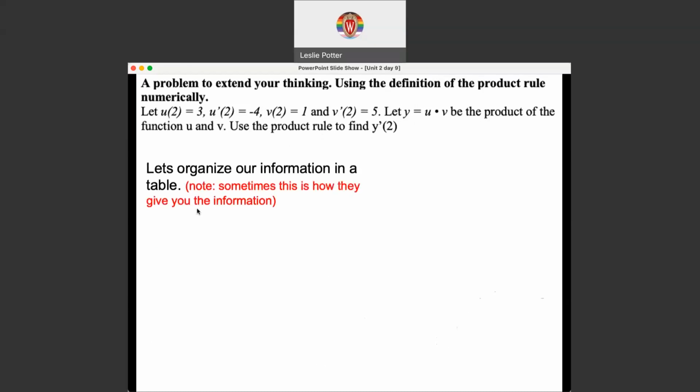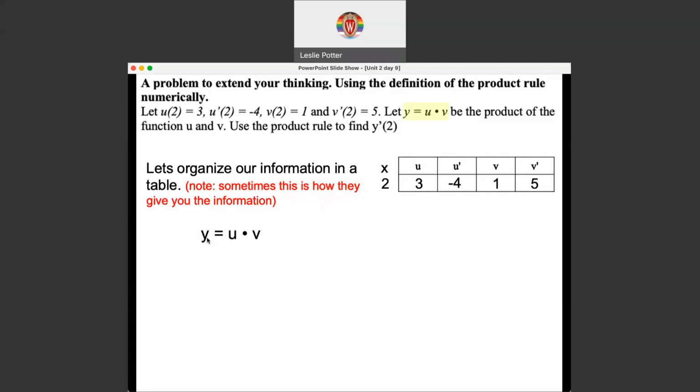Okay, so let's organize this information. I'm just going to organize it in a table. When x is equal to 2, the function u is equal to 3. The derivative is equal to -4. When x equals 2, function v is equal to 1, and its derivative is equal to 5, right? I'm picking all those function values. That just helps my eyes.